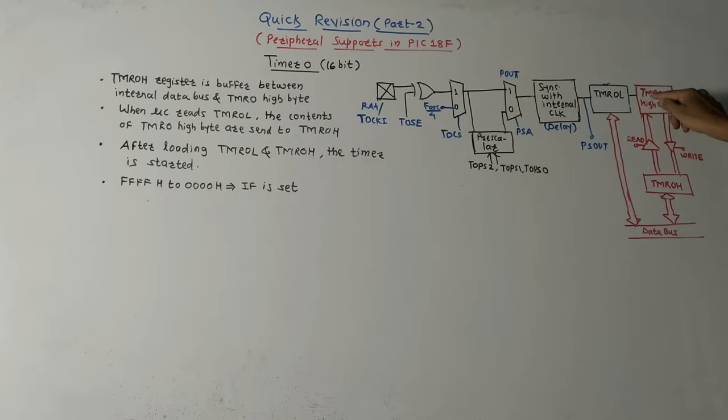Then this block is timer 0 high byte. Actually this TMR0H is acting as a buffer between timer 0 high byte and data bus.